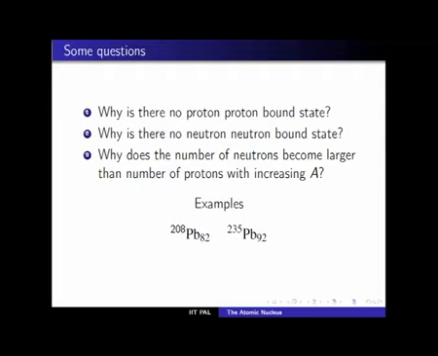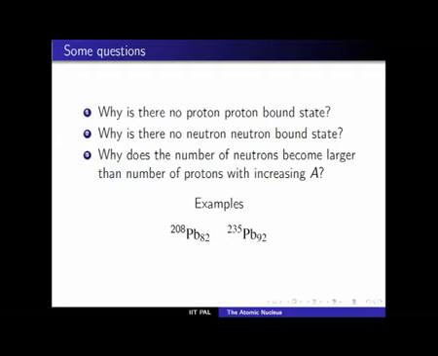So these are the questions that I would like you to ponder about, because I don't have time to get into that, but I have already given you some kind of a qualitative answer. So the question is, why is there no proton-proton bound state? Why is there no neutron-neutron bound state? And why does the number of neutrons become larger than the number of protons with increasing A?